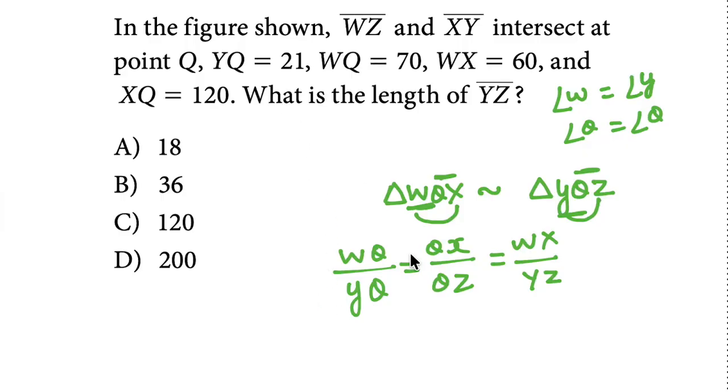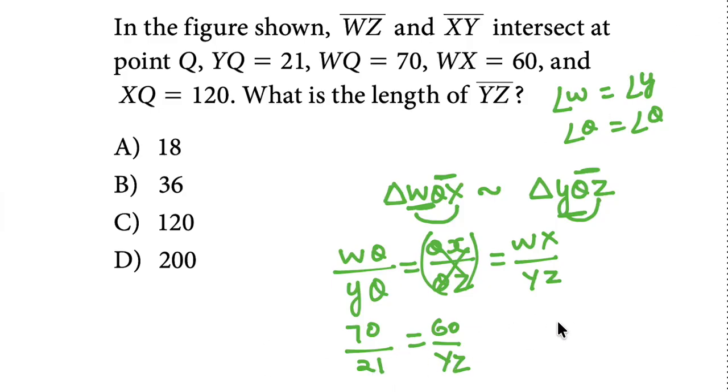Let's check what is given. So WQ is 70 over YQ is 21 is equal to, I have to find YZ. So this is not used, right? So I can just delete it from the middle because only this side and this side is needed and we can solve this. WX is 60 and we have to solve for YZ. Okay. Now let's solve for YZ.